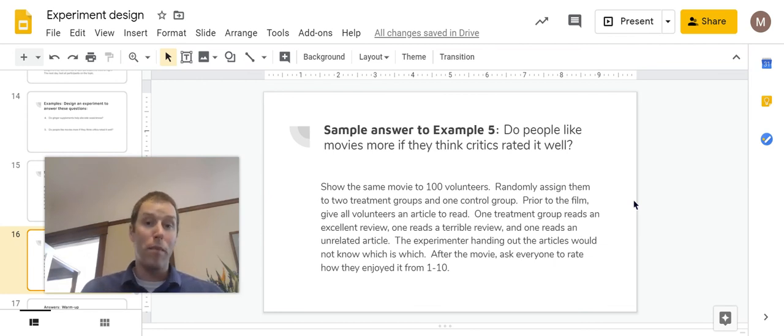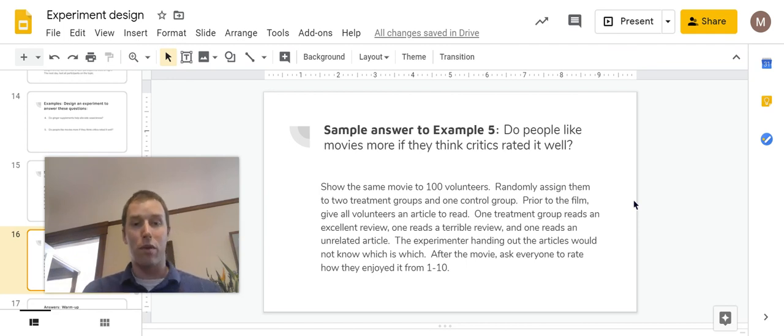Last example, do people like movies more if they think a critic rated it well? I'm going to show the same movie to 100 volunteers. Again, randomly assign them to treatment or control group. Prior to the film, every volunteer is going to get an article to read. The treatment group is going to read an excellent review of the movie. Well, I should say part of my treatment group will read an excellent review of the movie. Part of my treatment group will read a terrible review. And then my control group will read a totally unrelated article. The people handing out the articles don't know which is which. They're going to hand them out in sealed envelopes.